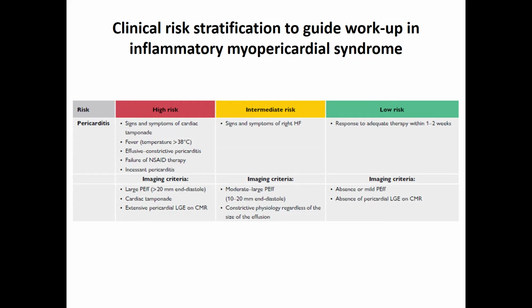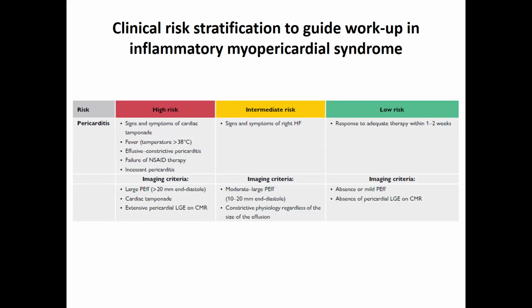I think from this table, I will only remember the high risk criteria. When you have these high risk criteria, you have to admit the patient. Also, if you have intermediate risk, you might consider admitting the patient, which is if you have signs of heart failure and if you have moderate to large pericardial effusion. All of these things come from the echo.